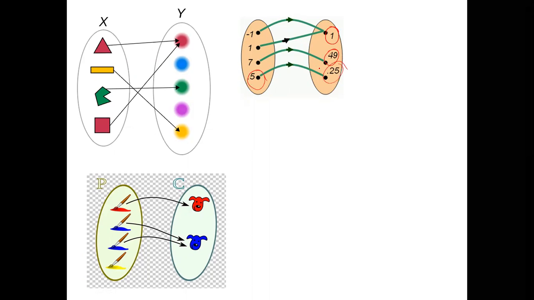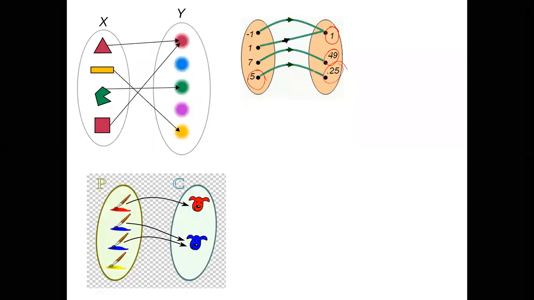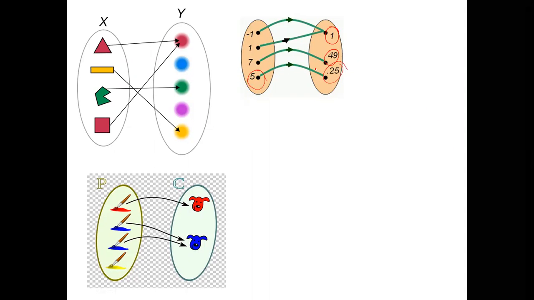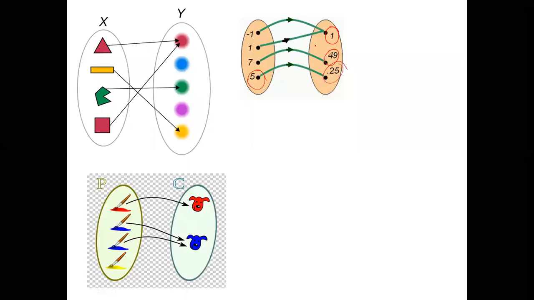What is the relation over here, students? Yes, good. Good Tasmia, good Angel, good Purnima. What is the relation? It is squares. How can you see? Minus 1 square is 1. 1 square is also 1. So minus 1 and 1 are related to 1. Then 7 square is 49, 5 square is 25. Can you see the relation?